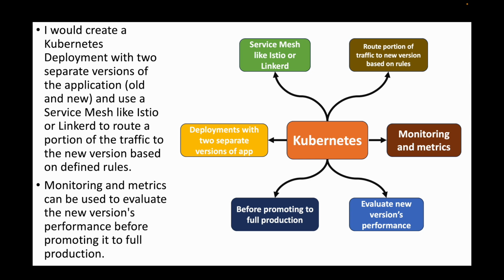So essentially, we'll have two deployments. Let's say deployment 1 and deployment 2. Deployment 1 will be the newer version, deployment 2 will be the older version. And then we'll have a service mesh like Istio, let's say, where we'll define rules as to what percentage of the traffic should go to deployment 1 and how much should go to deployment 2. And then we start monitoring the newer version of the application and evaluating its performance. And if we feel that the performance is good, then we start promoting all the traffic to deployment 1, which is the newer version of the application.